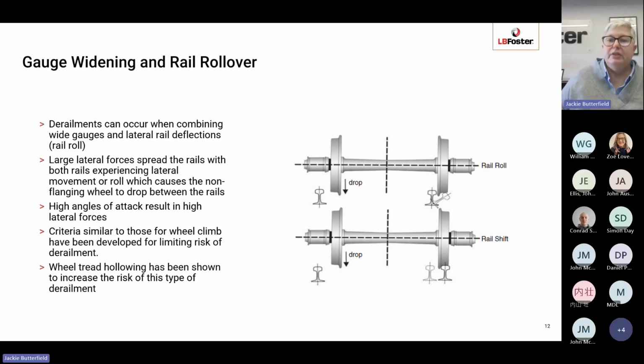Similar criteria to evaluate the risk of derailment have been developed for this type. It's also been found that tread hollowing can increase the risk of this type of derailment.